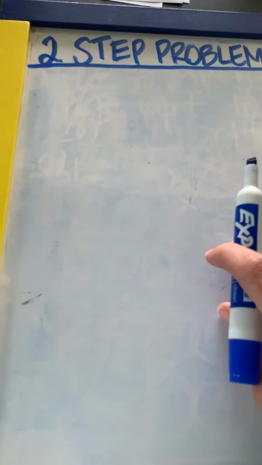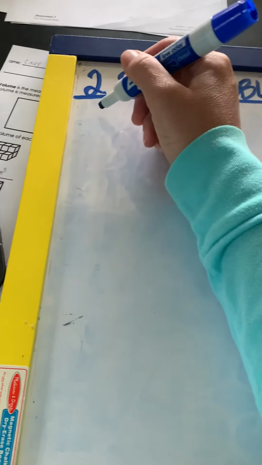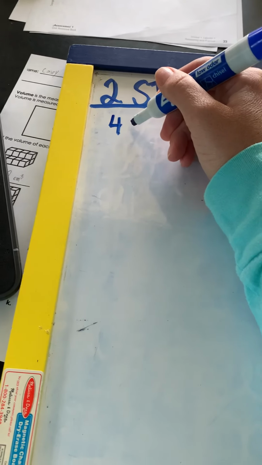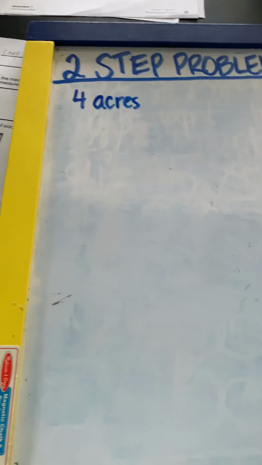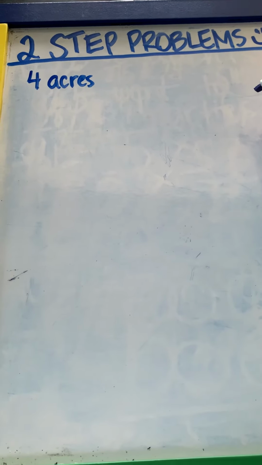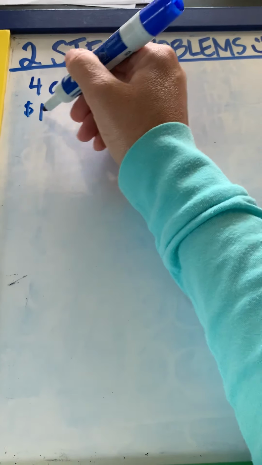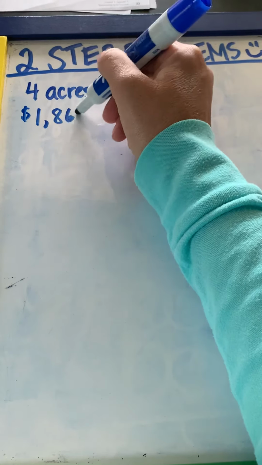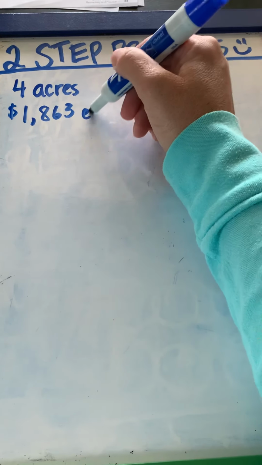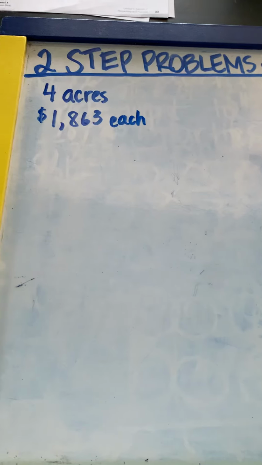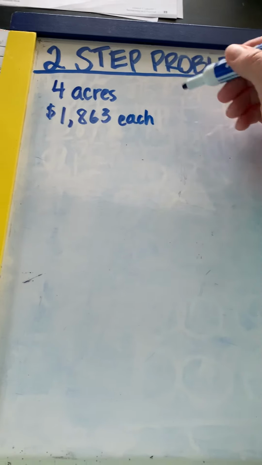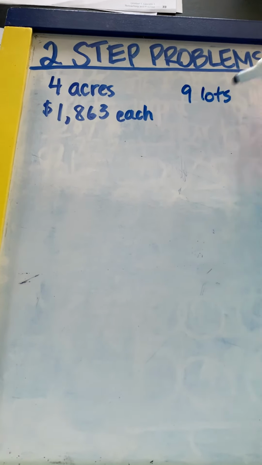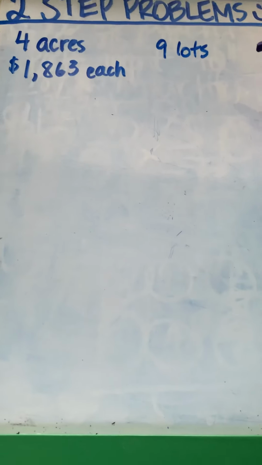Okay, so let's think about how we could solve this. So the first part was that 4 acres. Sometimes it's even good to make a little jot on the side, perhaps on scrap paper, just so you can keep track of all the information you need to know. And they were $1,863 per acre. And then once you figure that out, they want to split the land he purchased into 9 lots. And how much should he sell each lot for?